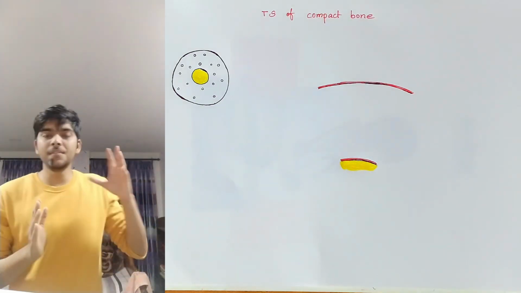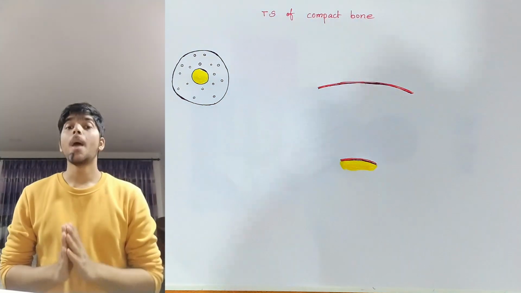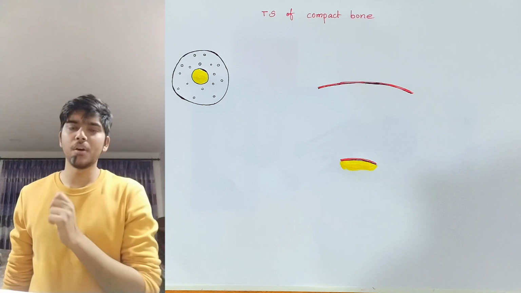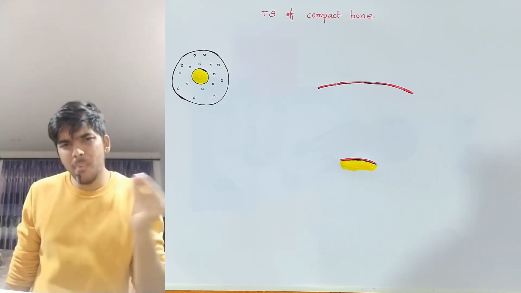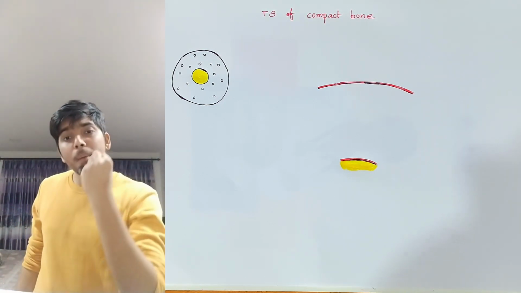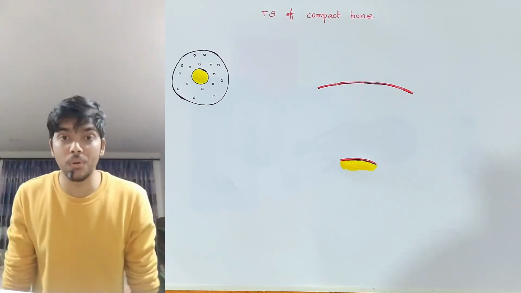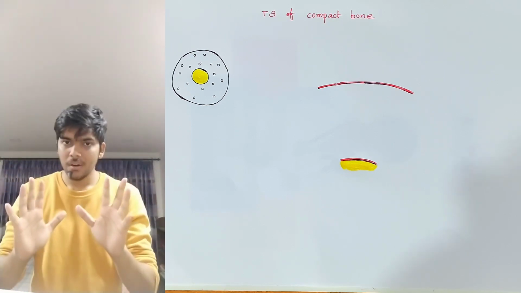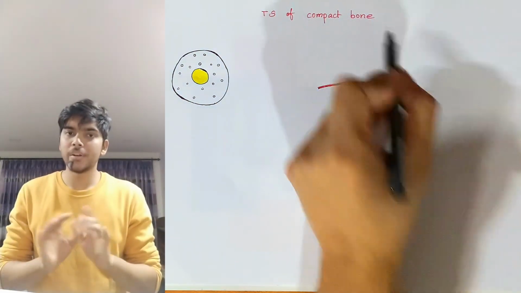Okay, in the previous video, we saw the structure of long bone. Along with that, we also got the basic detail about compact bone. In this video, we are gonna see compact bone in detail: what's actually present in compact bone, what makes a compact bone, why you would call it a compact bone, what's the characteristic feature of a compact bone, all this stuff.